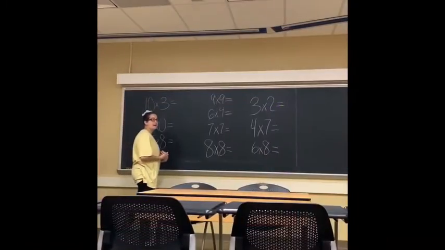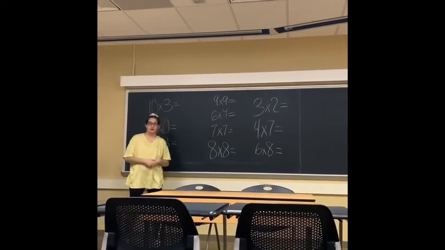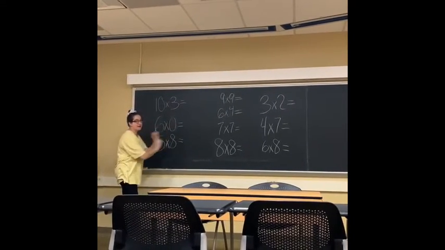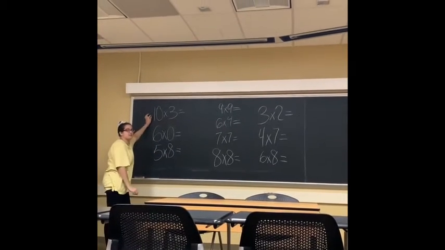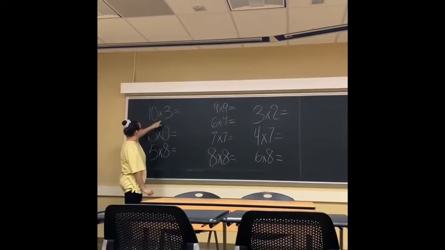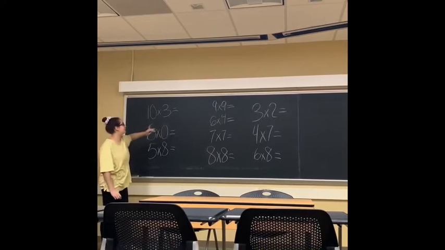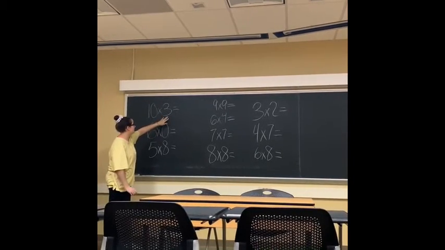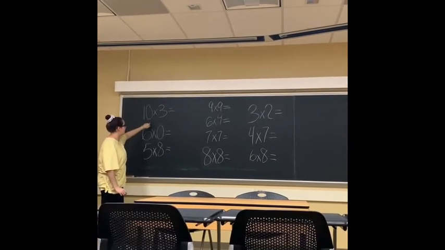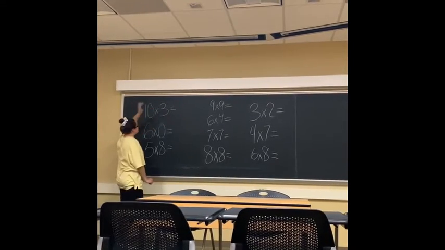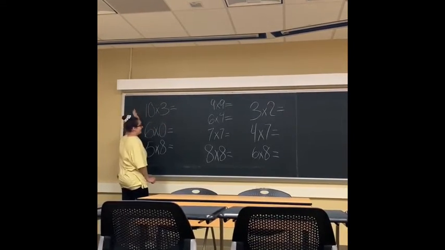Hi class, welcome back. As I just reviewed with you on how to multiply, we are going to practice now. So, first equation, 10 times 3. Any number times 10 is always going to be the number you're multiplying it by, because there's a 1, and then you're just going to add a 0 at the end. So this answer is just going to be 30.